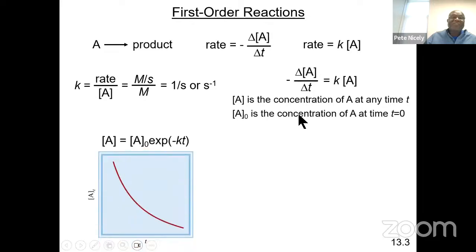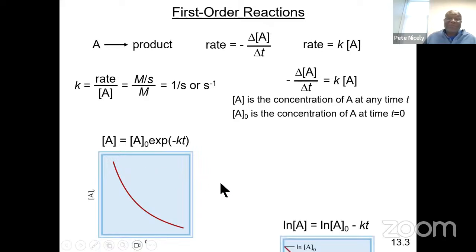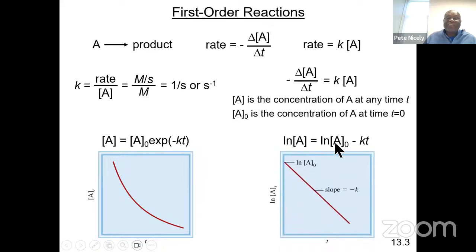The resulting integrated equation will look something like this, right? The concentration of A is equal to the initial concentration of A times e to the minus kt. And if you were to plot concentration of A versus t, this is the curve that you're going to end up with. So this shows you the relationship between the concentration of A and time for a first order reaction, all right? Another way of expressing this, which is actually more useful, is this expression right here.